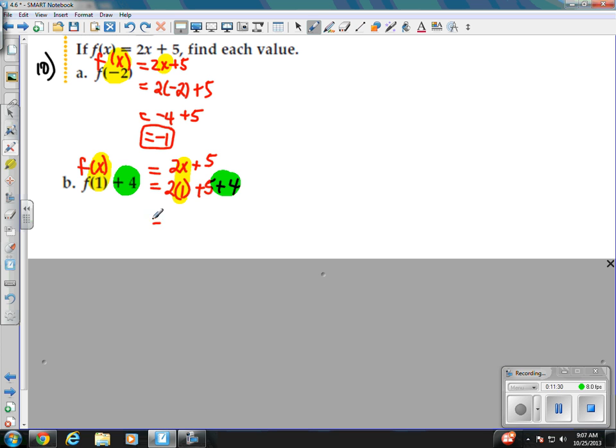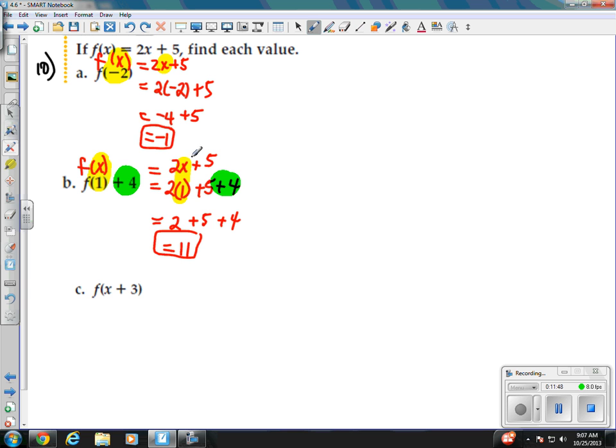Now I'm just going to use the order of operations, which means I have to multiply. 2 times 1 is 2. Drop down my plus 5, drop down my plus 4. Now we can do all of our additions. So 2 plus 5 is 7. 7 plus 4 is 11. Alright, and we're good for part B.